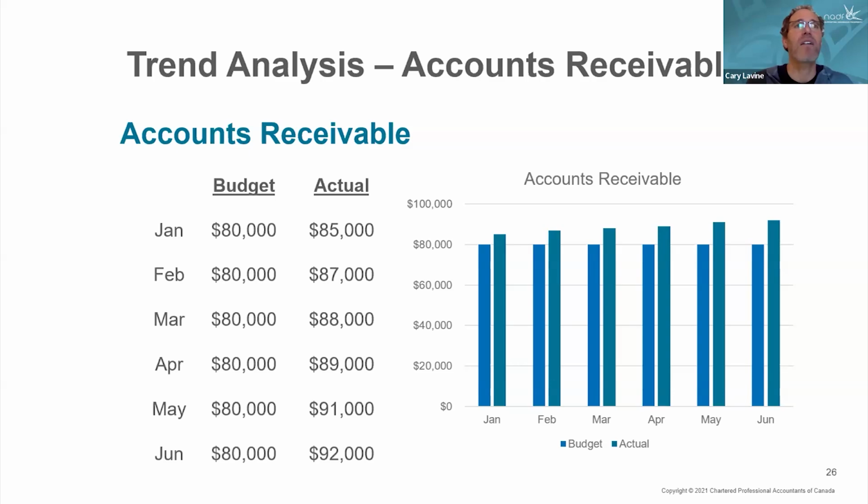By the end of June, it's 92,000 versus what I thought it'd be, 80,000. So this is an example where maybe my sales were higher than I expected, but my receivables are higher too. It means I'm not collecting my money as fast as I thought. This is one of those double-sided coins where the good news is my sales might be higher. The bad news is my receivables are higher and I'm not collecting my money fast enough. I may run into a cash crunch. So this is where looking at different pieces of the business, not just your income statement or P&L, but also your balance sheet, can be very helpful to understand what's going on in the business.